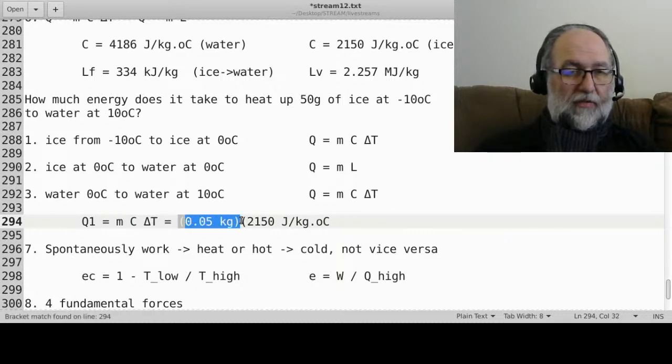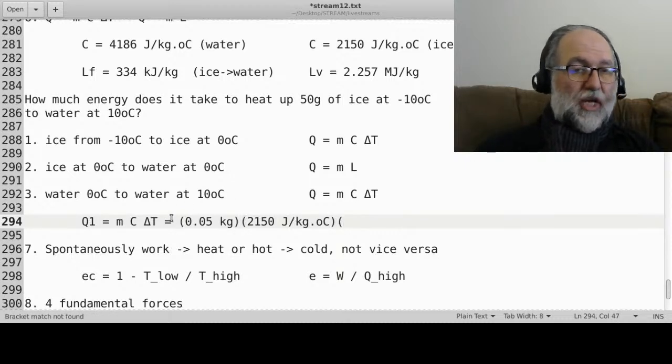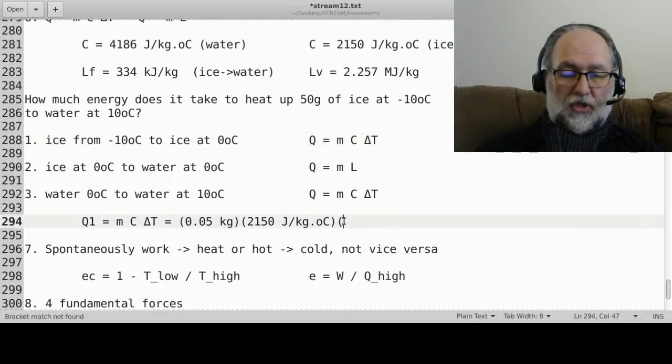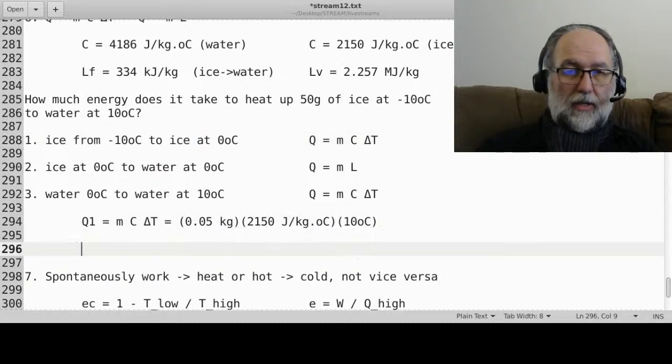So the mass was 0.05 kilograms. 50 grams is 0.05 kilograms. The specific heat is the specific heat of ice, and the temperature change is, well, how much did I heat it up? I went from -10 to 0, so the temperature change is going to be 10 degrees Celsius, okay?